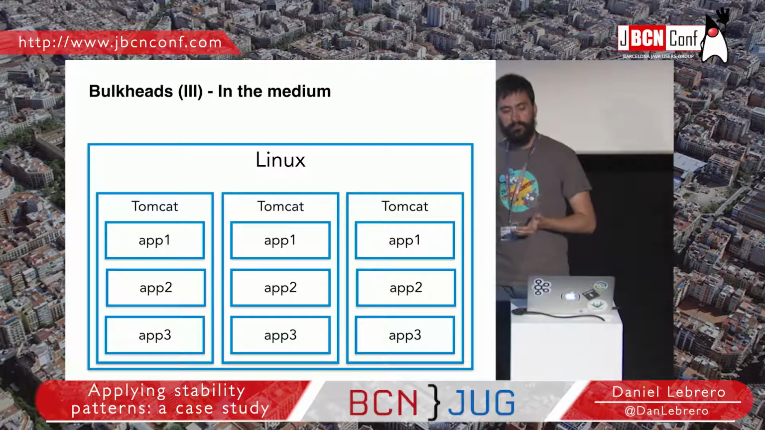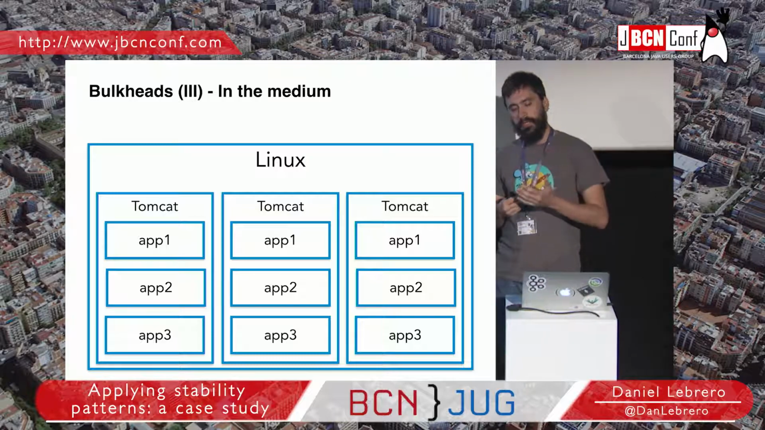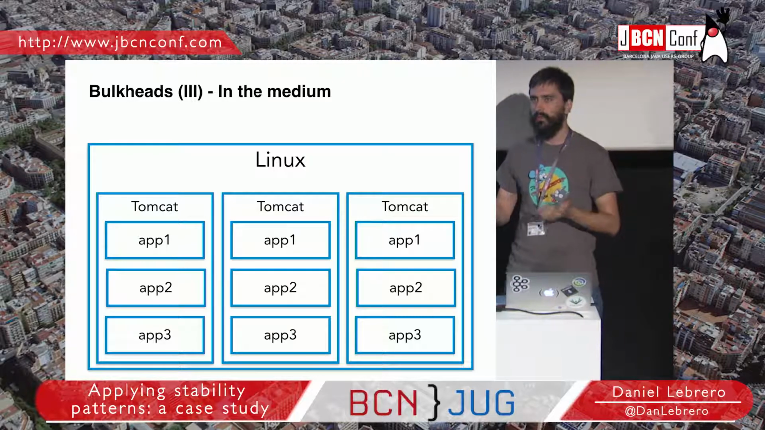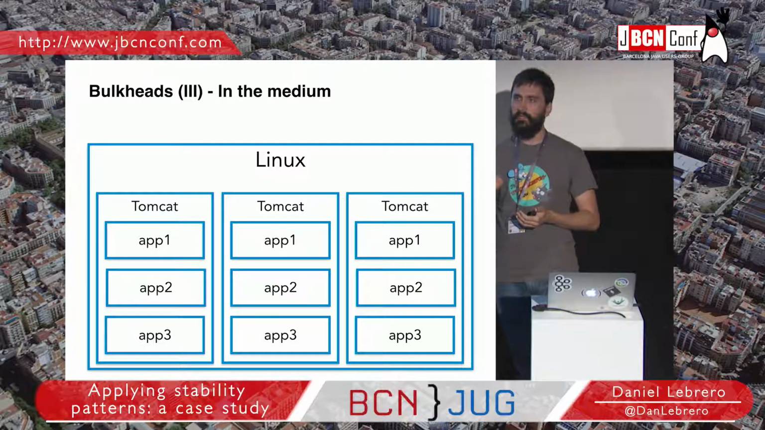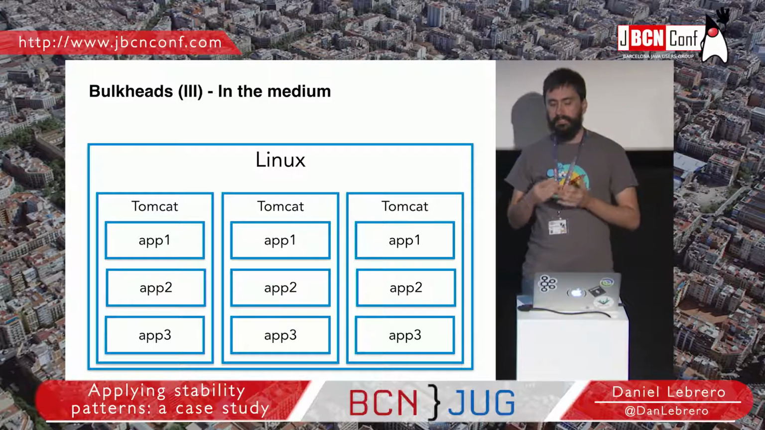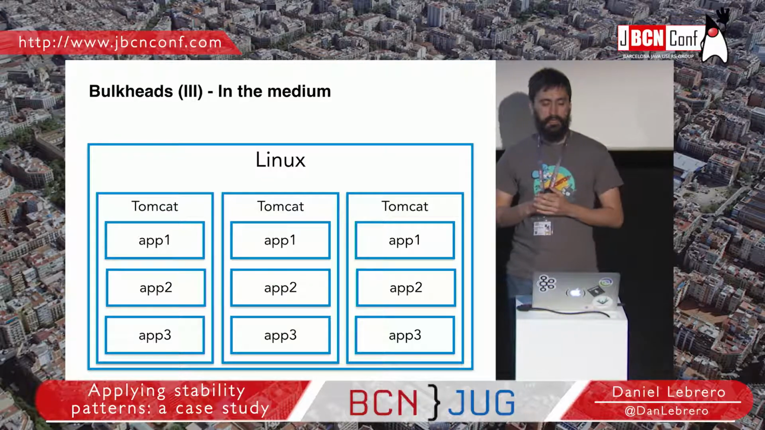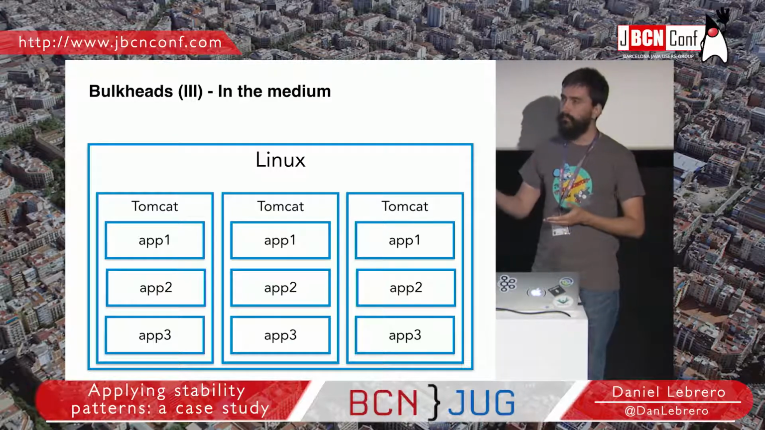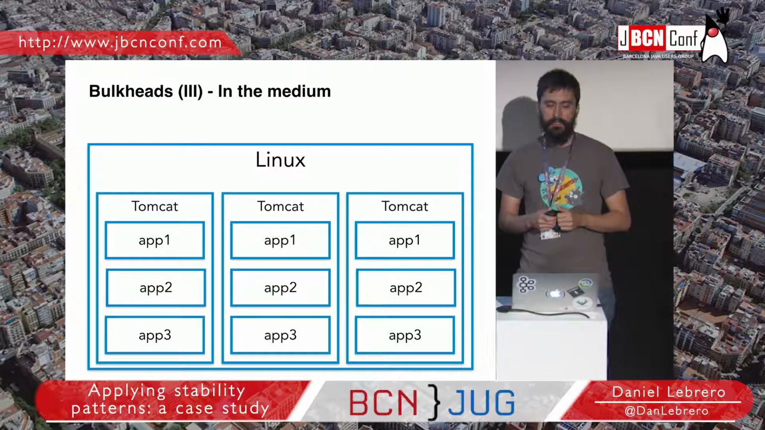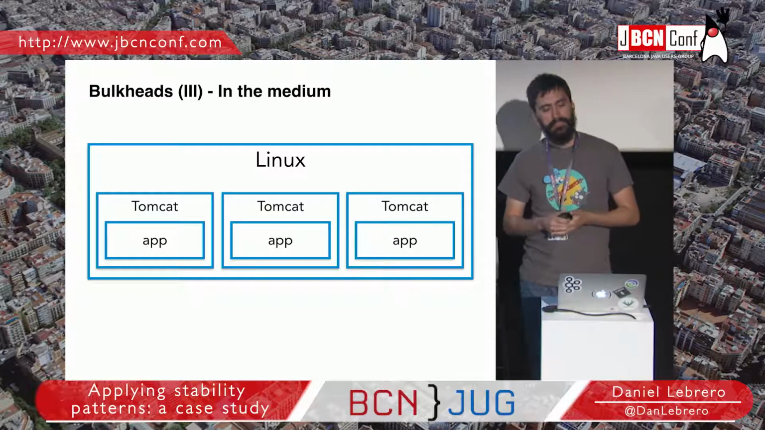And we have something in the middle between the two. So when we started moving all of our services to Tomcats, we started by putting several applications in the same Tomcat. And that was because we didn't want to pay the overhead of having one JVM for each application. But we really quickly found out that doing this means that an error in one application can affect other applications. So for example, if application number 2 starts to have a memory leak, it will also affect application 1 and application 3. So what we ended up doing is having one Tomcat for each application.